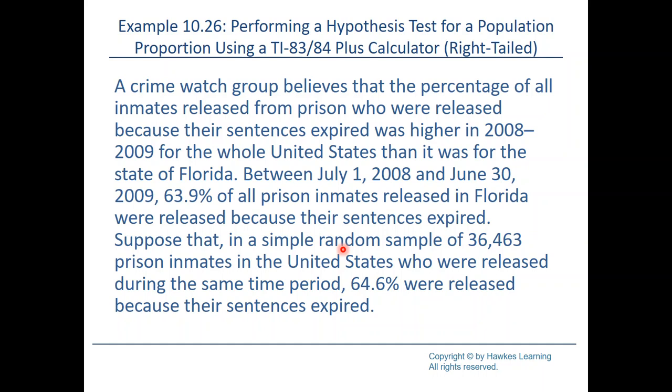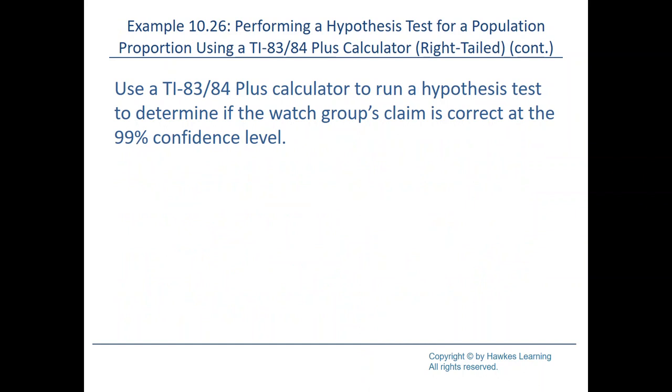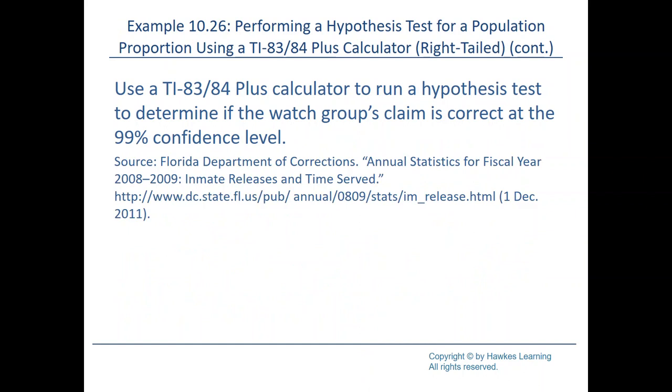Now, suppose that a simple random sample of 36,463 prison inmates in the US who were released during the same time period, so say 64.6% were released because their sentences were expired. We're going to use the calculator to run a hypothesis test to determine if the watch group's claim is correct at a 99% confidence level. Okay, and again, these are actual true statistics, so guys, I'm not making this stuff up. This actually comes out of real statistics.